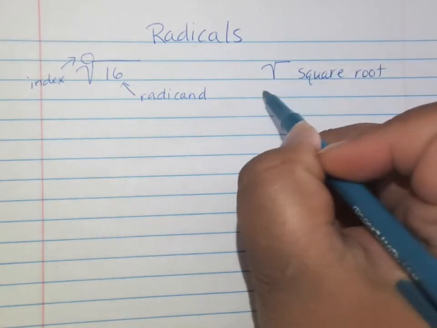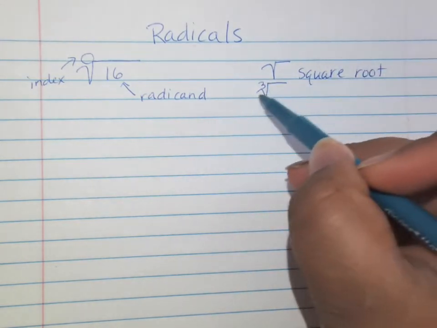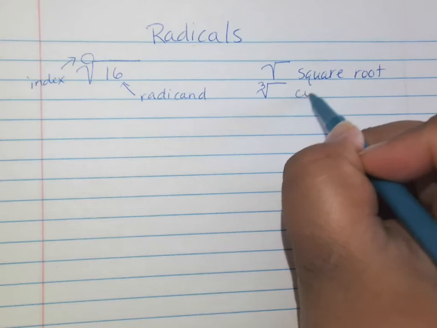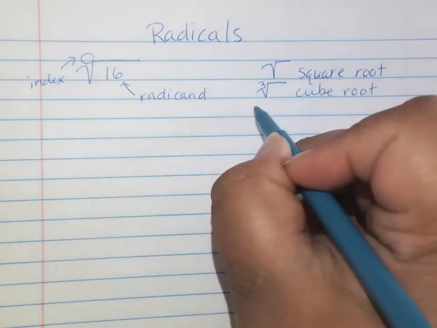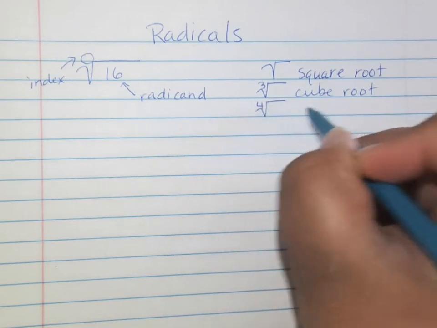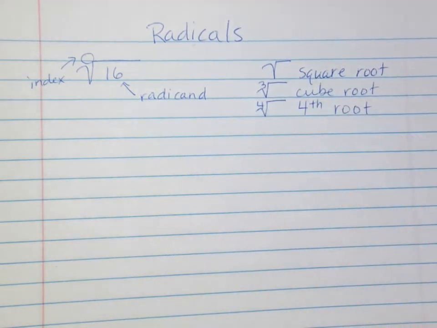These do look like division symbols, but they are not. This has a little check. This is a cube root because it has a 3. Anything beyond that would be 4th root, 5th root, 6th root, and so on. So those are basically what radicals are. We are going to simplify them.